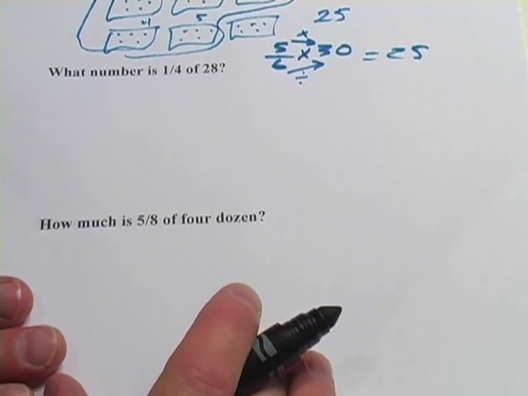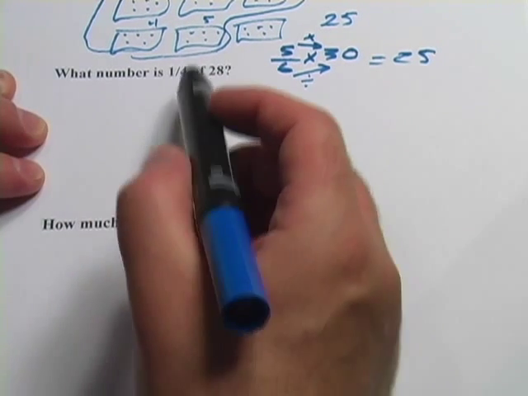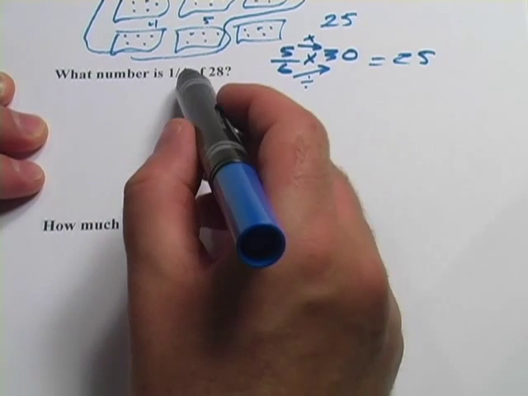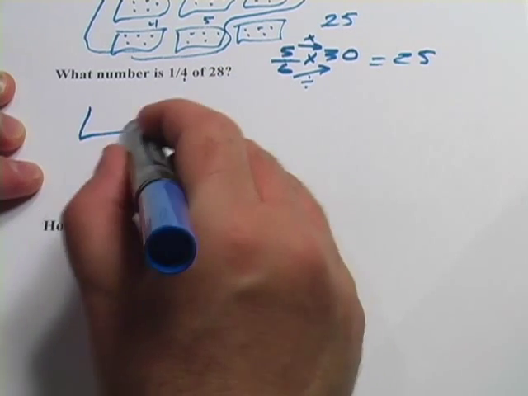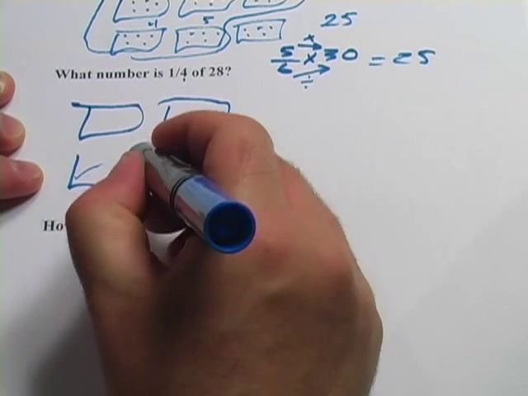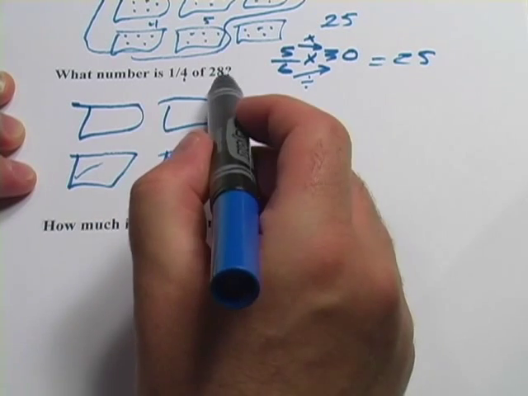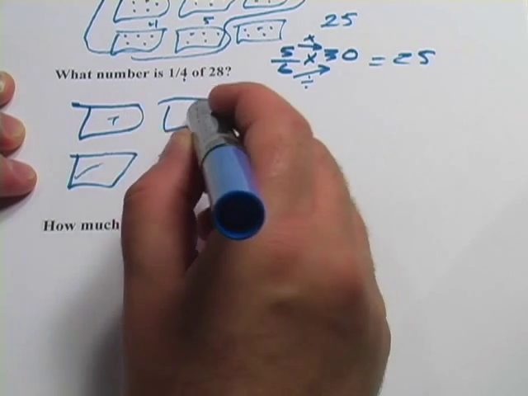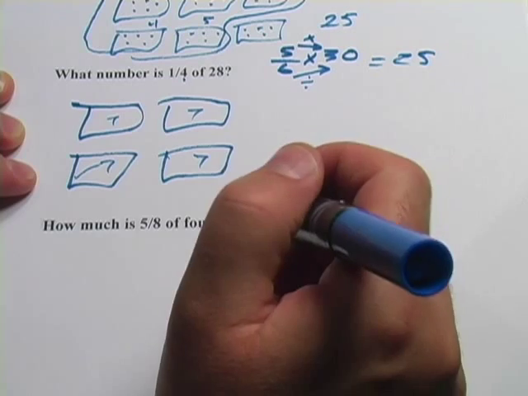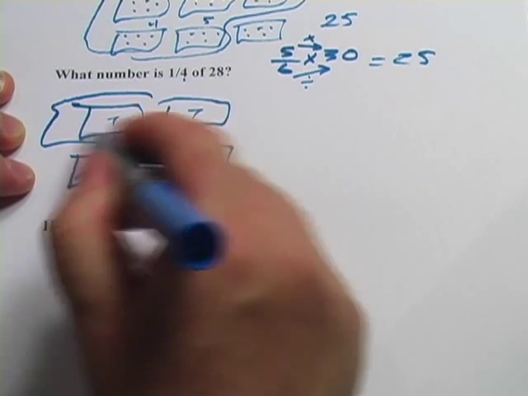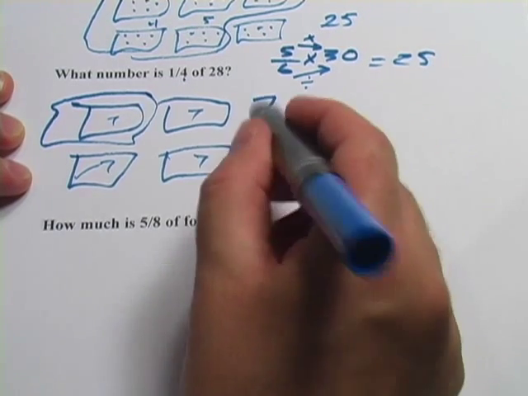Let's try this next one. We have, what number is 1/4 of 28? So you're taking a number and you're chunking it into 4 parts, fourths. Well, 28 divided by 4 is 7, so there's 7 in each of these. And we want to know what is 1/4? Well, that would be one of these chunks, so that would equal 7.